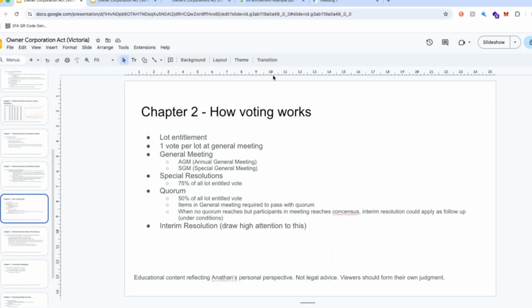G'day. This is going to be Chapter 2 of the Owners Corporation Act, Victoria, from an essence perspective. Same as the previous video, starting with this disclaimer first.